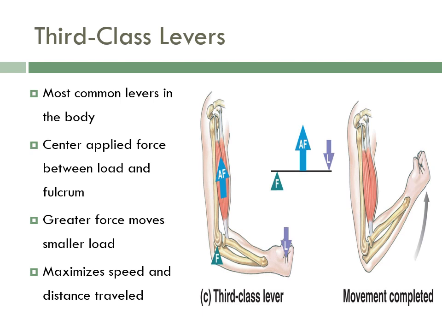So if we're looking at the elbow, the fulcrum is in the back. It is where the ulna and the humerus come together. That would be our fulcrum. The applied force is the biceps.